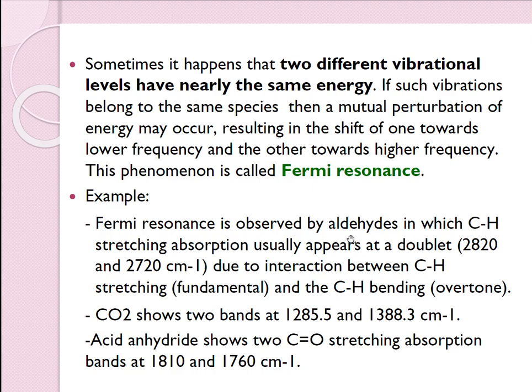Fermi resonance is observed in aldehydes, in which the CH stretching absorption usually appears as a doublet due to the interaction between CH stretching and CH bending. CH stretching is the fundamental and bending is the overtone. Carbon dioxide shows two bands at 1285 and 1388. Acetic anhydride shows two CO stretching absorption bands at 1810 and 1760 per centimeter.